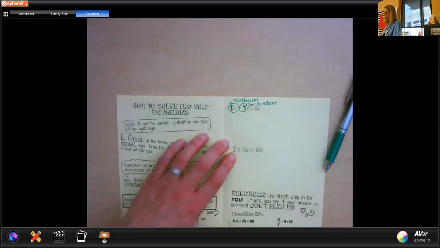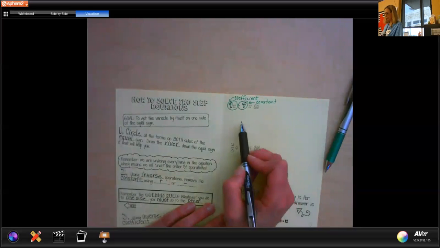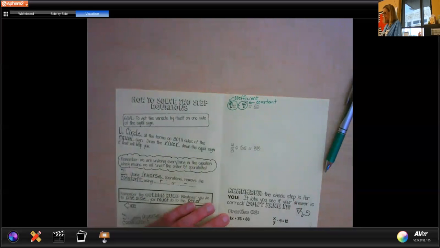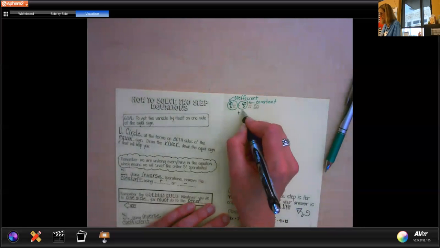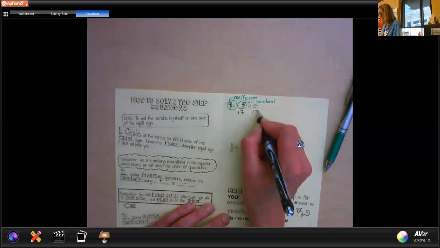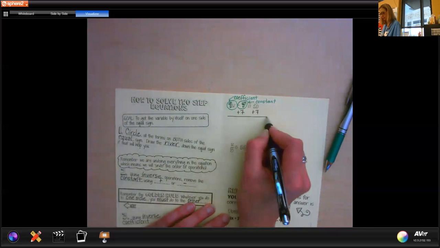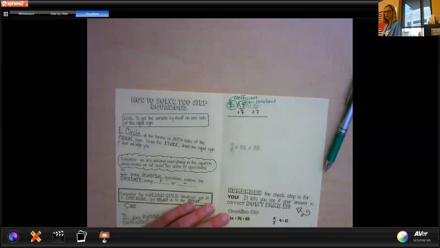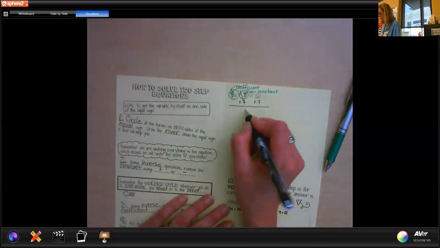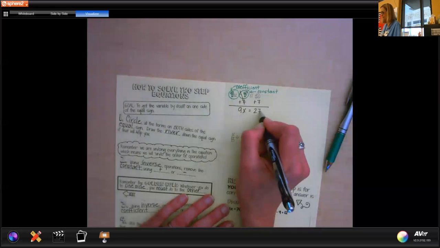We always start by undoing the number that is not with the x first, not with the variable. This is -7. The opposite of -7 would be +7. So we're going to add 7 to each side of the equation. These will cancel out because -7 and +7 are opposite, so they'll zero one another out. That leaves us with 9x equals 27.